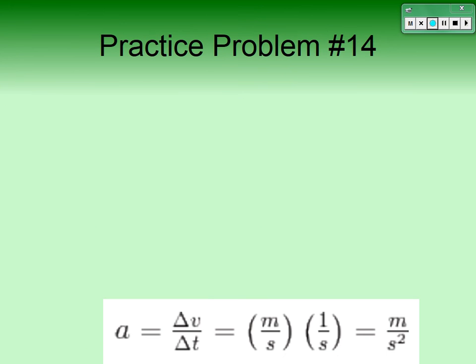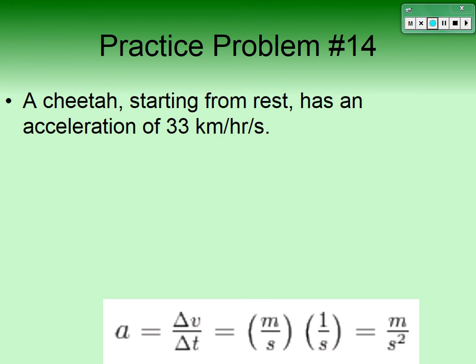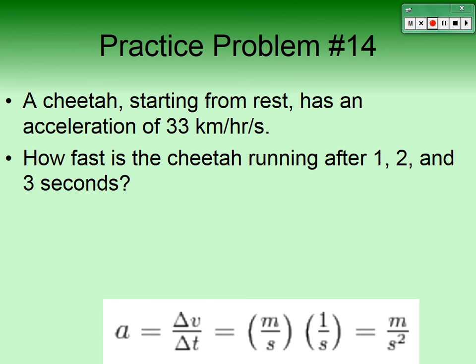Okay, practice problem number 14. A cheetah, starting from rest, has an acceleration of 33 kilometers per hour per second. This has a few parts to it. Let's answer this first part. How fast is the cheetah running after 1, 2, and 3 seconds?